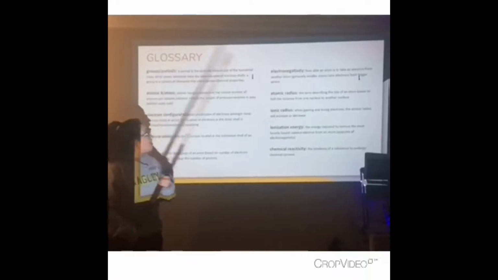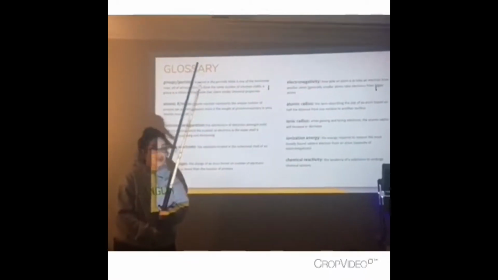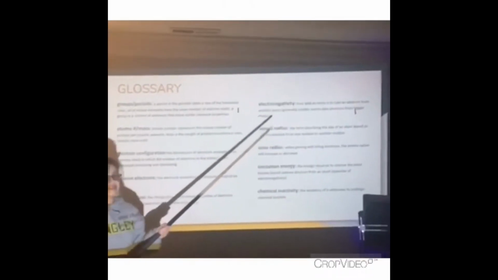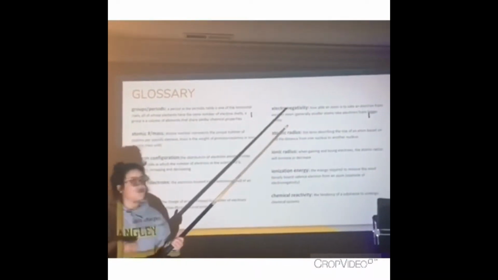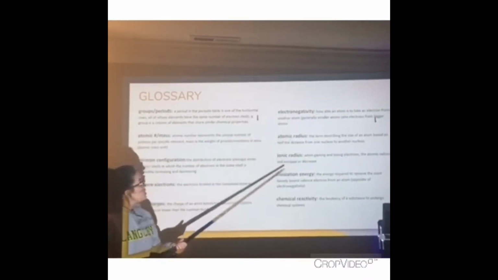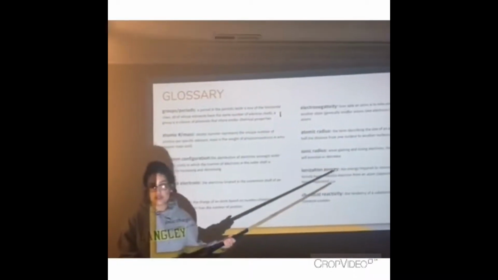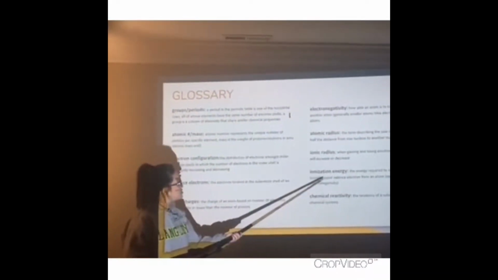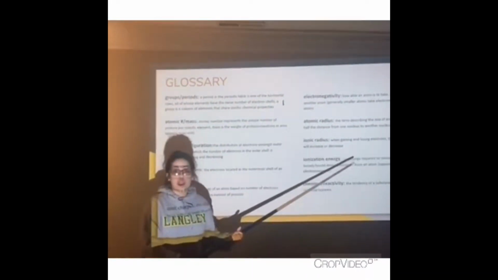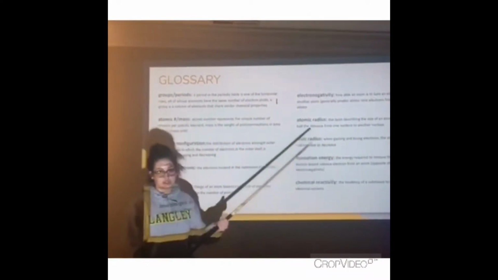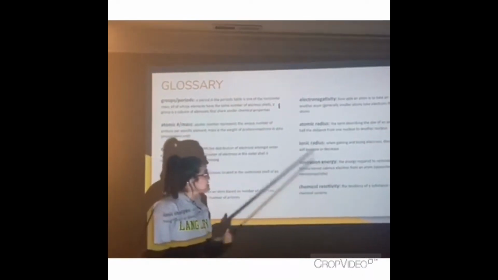Electronegativity is how able an atom is to take an electron from another atom, which is generally smaller atoms that take electrons from bigger atoms. Atomic radius is the size of an atom based on half the distance from one nucleus to another nucleus. The ionic radius is when gaining and losing electrons, the atomic radius will increase or decrease. Ionization energy is the energy required to remove the most loosely bound valence electron from an atom, which is the opposite of electronegativity. Chemical reactivity is the tendency of a substance to undergo chemical reactions.